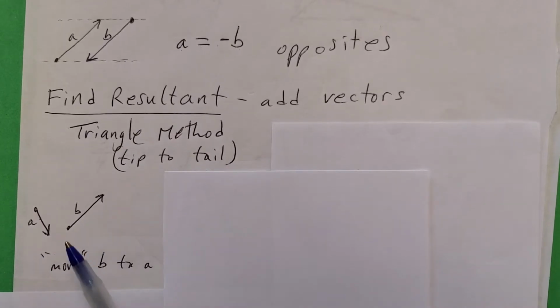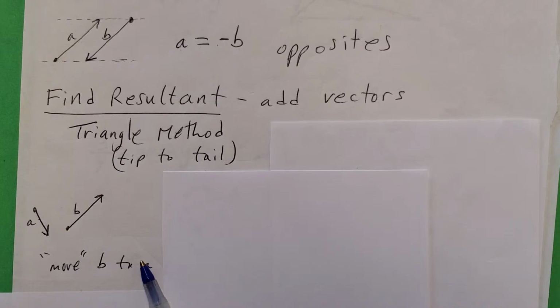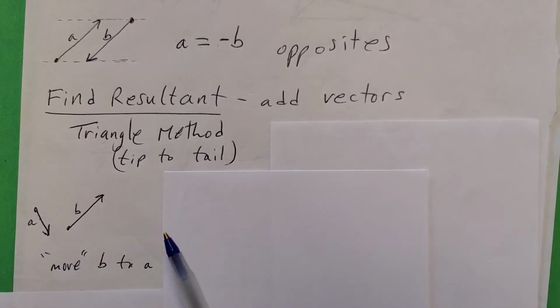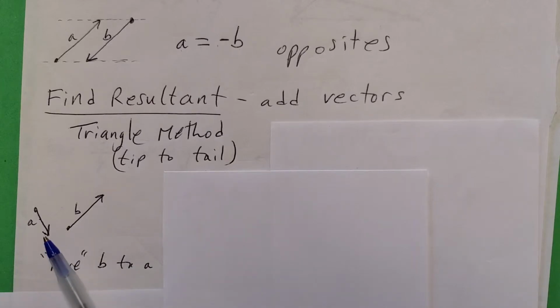Right? So if you move something this direction, and then from there move it that direction, where do you end up? Well, first of all, they're far apart. So the way we add them is you have to move one to the other. Right? Move B to A. But move it tip to tail. Right? So here's the tip. Move this tail and attach it right there.